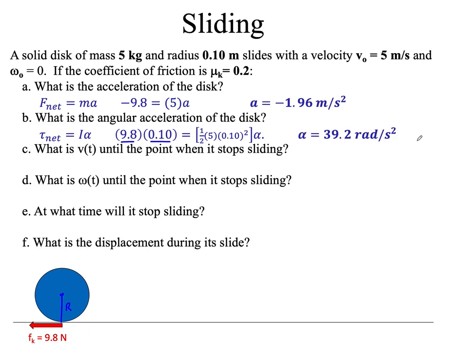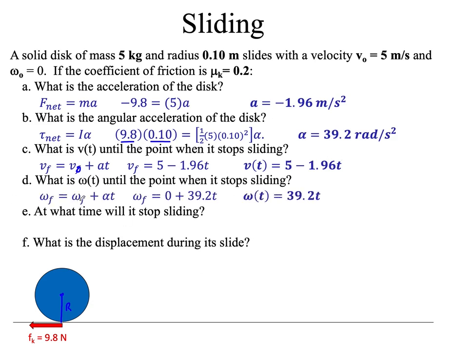So my next question is, we know the acceleration. What's the velocity at any given time until the point where it stops sliding? Because it's changing all this time. Well, using v final equals v initial plus at. V final equals the initial velocity 5 plus the acceleration negative 1.96 times t, so the velocity at any given time until it stops sliding is 5 minus 1.96t. Likewise, we can do a similar thing with omega. And again, that's supposed to be omega initial. I missed it.